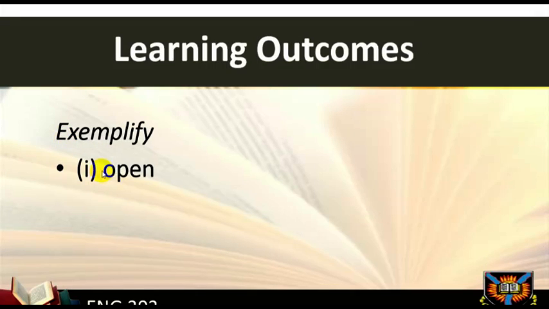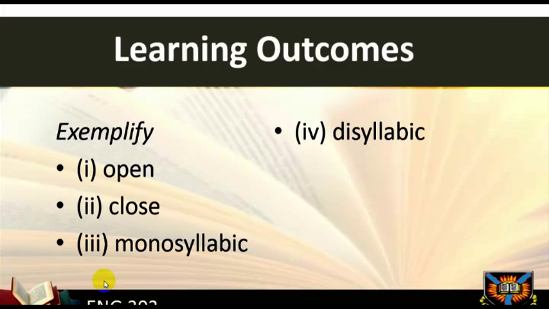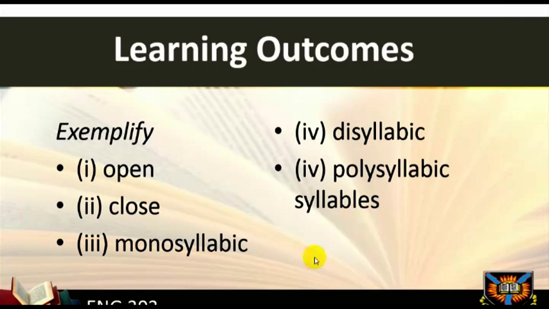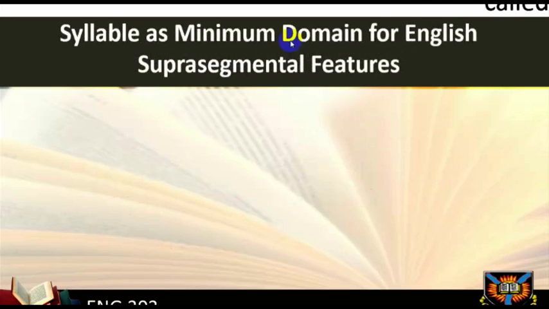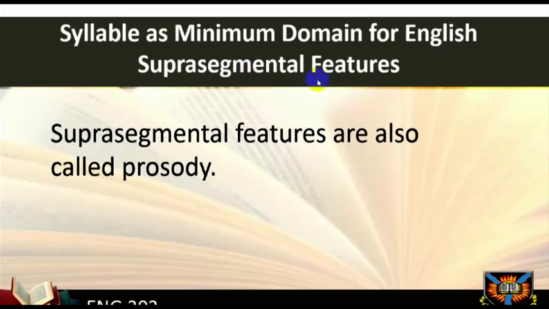Exemplify 1. Open, 2. Closed, 3. Monosyllabic, 4. Disyllabic, 5. Polysyllabic syllables. Syllable as the minimum domain for English suprasegmental features.